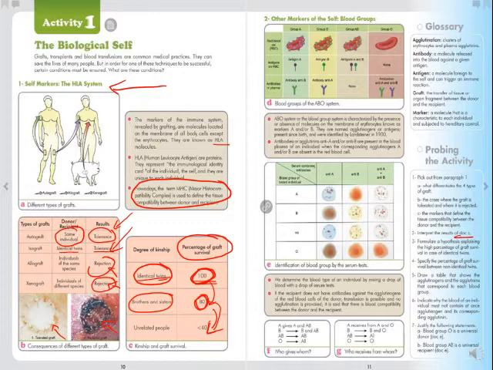Now let's move to other markers of the self. Blood groups. You know that we have 4 different types of blood groups. We have blood group A, blood group B, blood group AB, and blood group O. Here in the blood group, we have some markers.